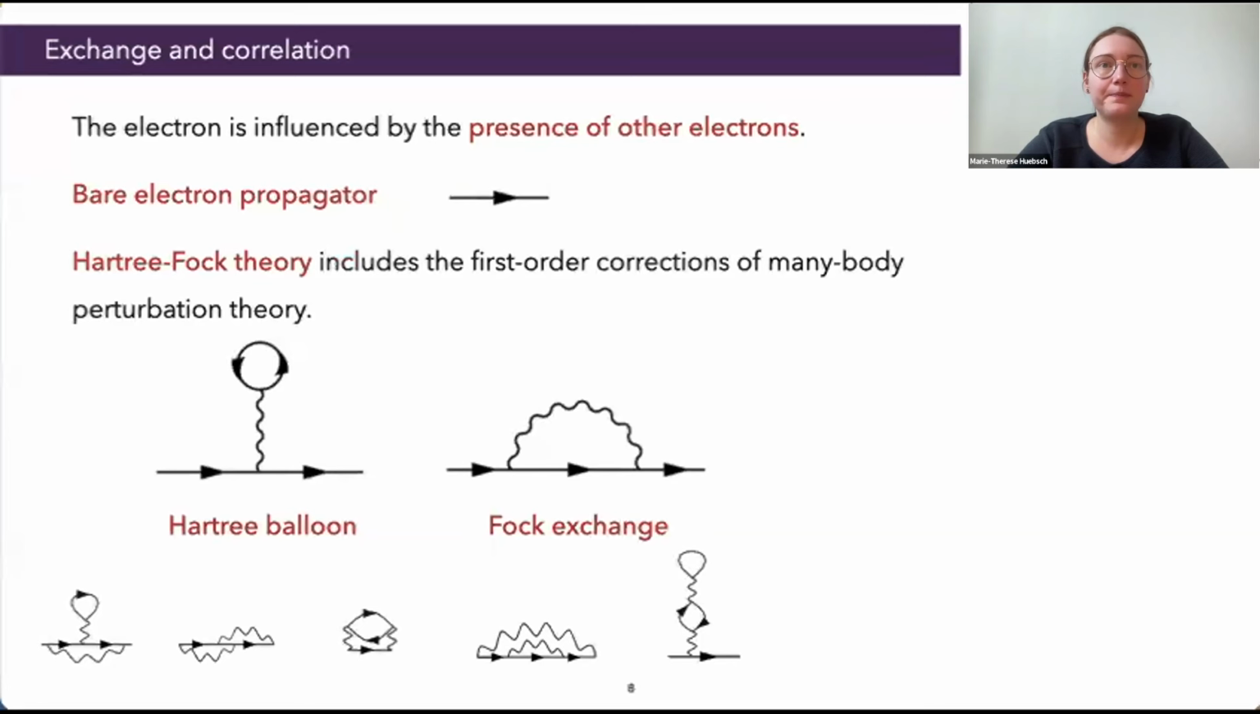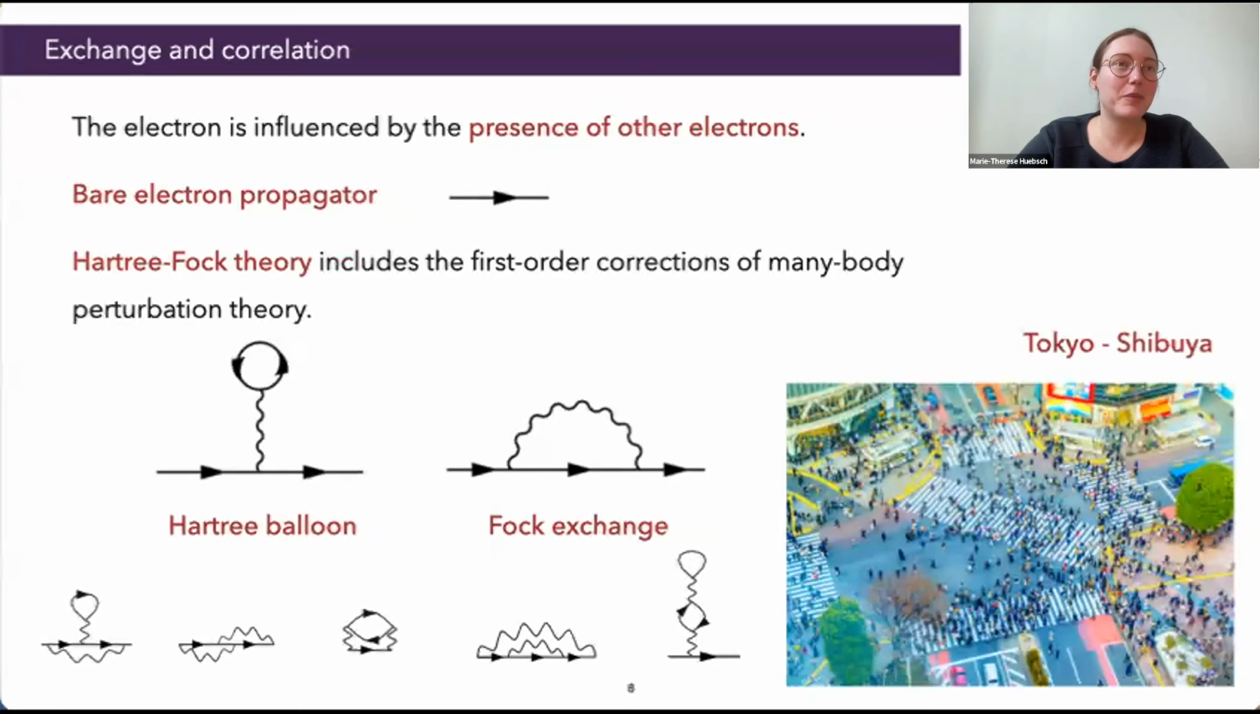So before we go on, I just want to show you a little picture of correlation on a human level. This is a famous pedestrian crossing in Tokyo. And somehow people cross this and never bump into each other. And this is really correlation on a human level because clearly people influence each other's movement there.